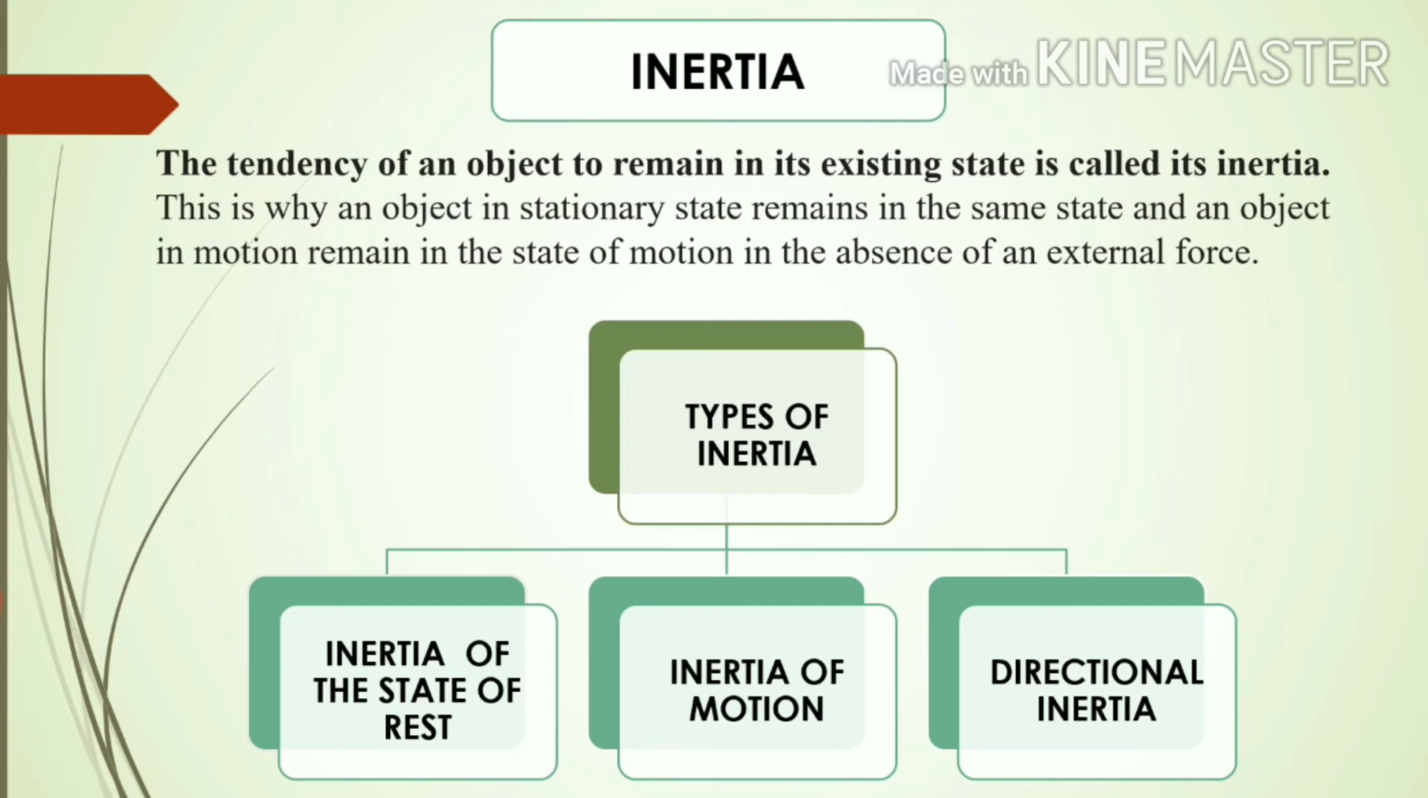There are three types of inertia. First type is inertia of the state of rest. Second type, inertia of motion. And third type is directional inertia. We are going to study the three types with examples.